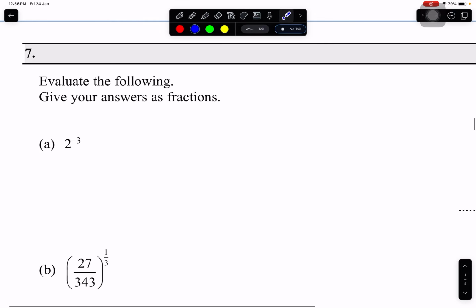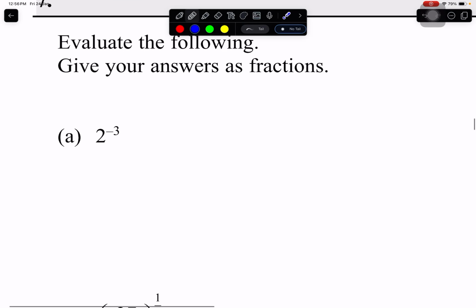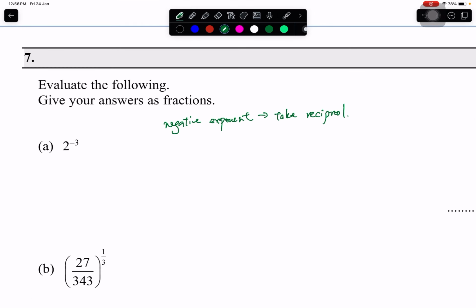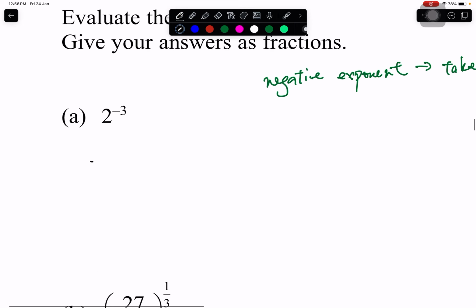Okay, now we have the negative exponent. Now, be careful. Negative exponent means you have to take the reciprocal. Okay, we have to take the reciprocal. All right. So by taking the reciprocal, we're going to have something like this, which equals 1 over 2 to the power of 3.